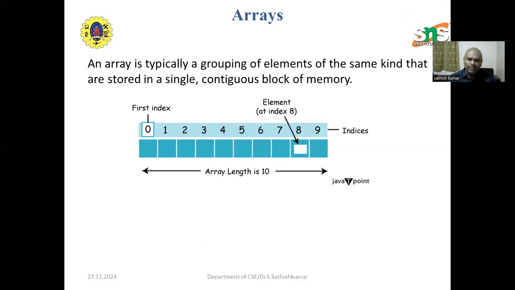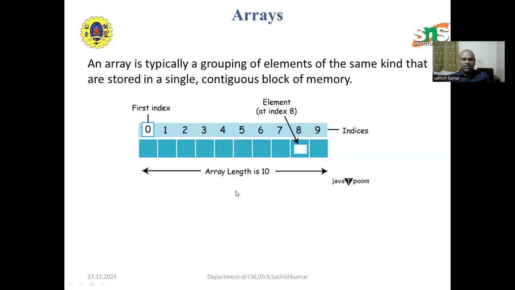An array is a group of elements of the same kind, that is the same data type, that are stored in a single, contiguous block of memory. See here: the first index is 0, then 1, 2, 3, 4, 5, and it goes on. These are named indexes. The memory will be stored in a contiguous block.